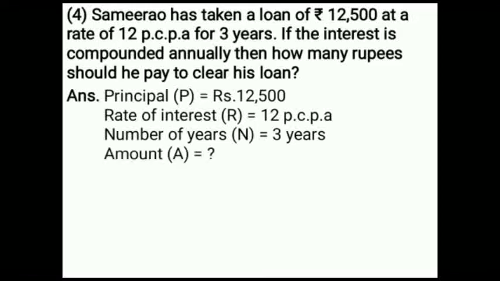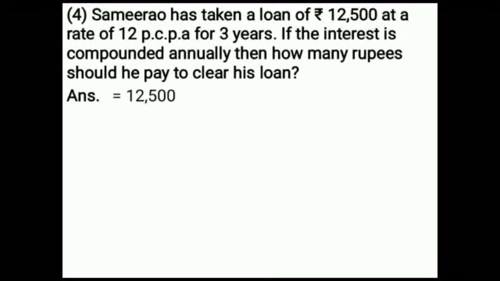The formula of amount in compound interest is amount is equal to principal in bracket 1 plus rate of interest upon 100 in bracket raised to number of years. Principal what is given, rate of interest what is given, number of years what is given. You have to substitute the values according to the formula. That is equal to principal 12,500 in bracket 1 plus rate of interest 12 upon 100 in bracket raised to number of years, 3.